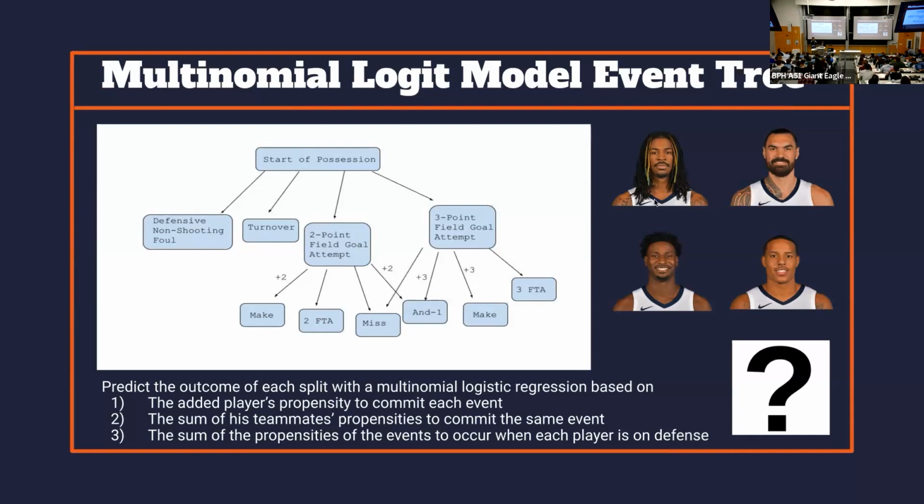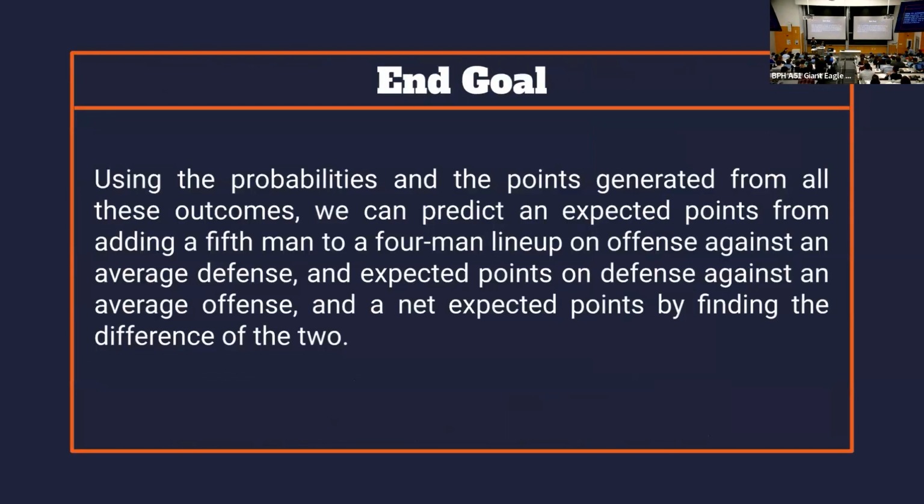Then, based on the sum of his teammates' propensities to commit the same event, and the sum of the propensities of the events to occur against an opposing defense. And this was a similar method implemented in a previous paper. So the end goal is to use these probabilities and the points generated from the final outcome. We can predict an expected points from adding a 5th man to a 4-man lineup on offense against an average defense, and expected points allowed on defense against an average offense, and then we can find the difference to get a net expected points.